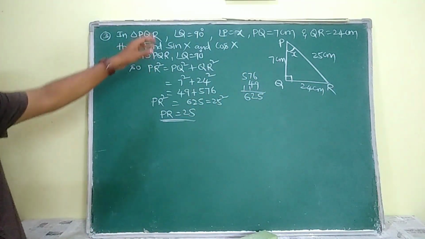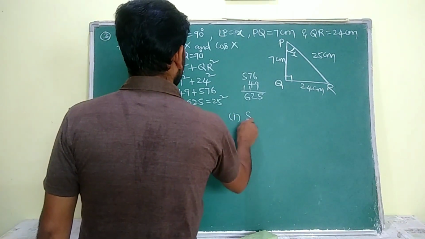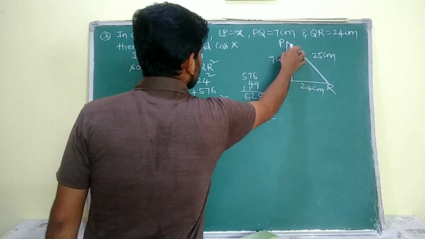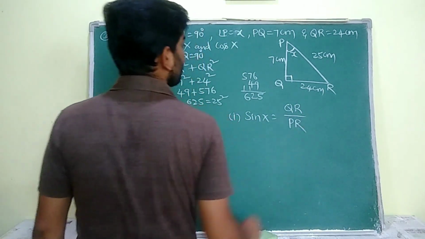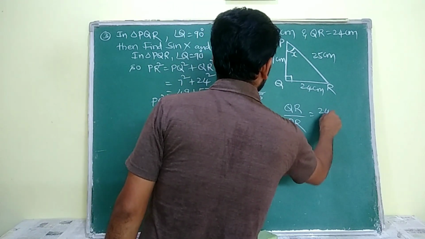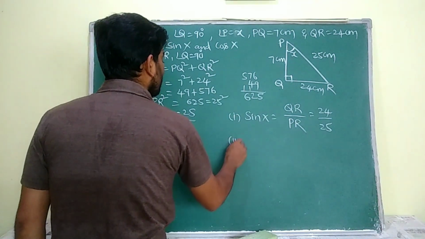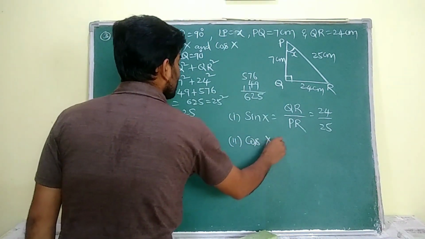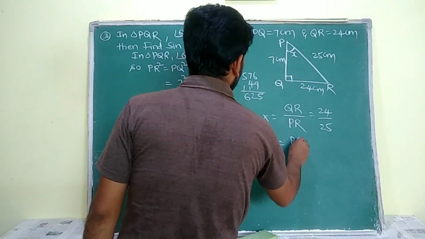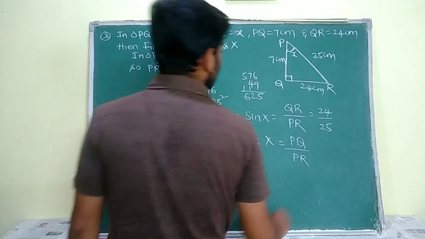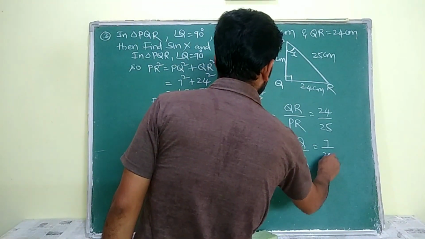Now he is asking you to write sin x. See ma, in this triangle, okay na, sin x is x opposite side over hypotenuse. This x opposite side is QR, hypotenuse is PR ma. That is equal to 24 by 25. And now here he is asking you to write cos x. Cos x means x adjacent side over hypotenuse. Now see, to this x, the adjacent side is PQ. Okay, and the hypotenuse is the side opposite to that 90, that is PR. That is equal to 7 by 25.